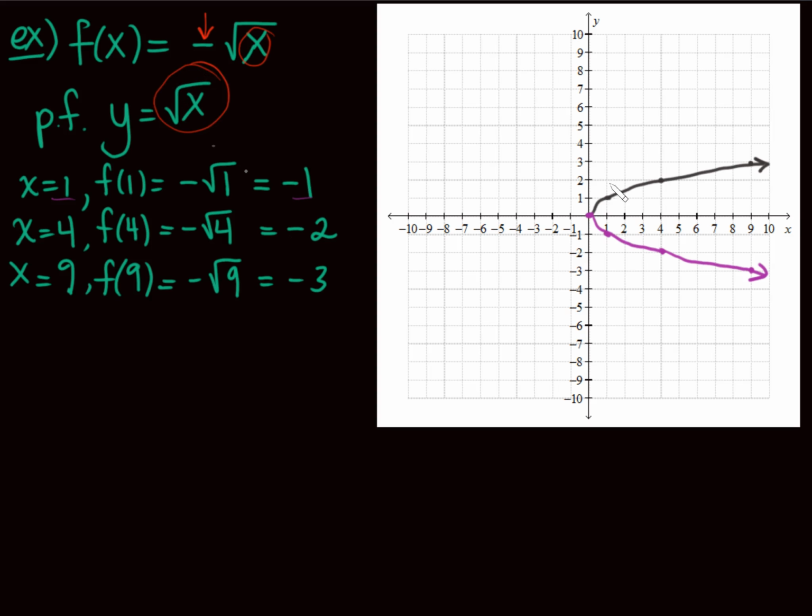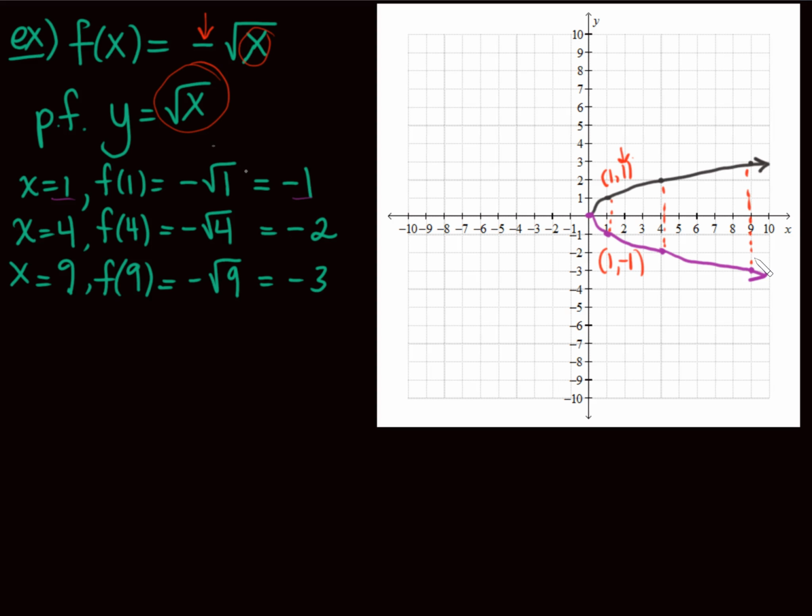Notice my x values are the same. This point right here was 1, 1, and now we've taken the opposite value of the y value, so that gives me 1, negative 1. If I have positive x's and y's and we put a negative in front of that parent function, it flips it and puts it down here. And that is why we get a reflection about the x-axis when we deal with something like that. I hope that makes sense.